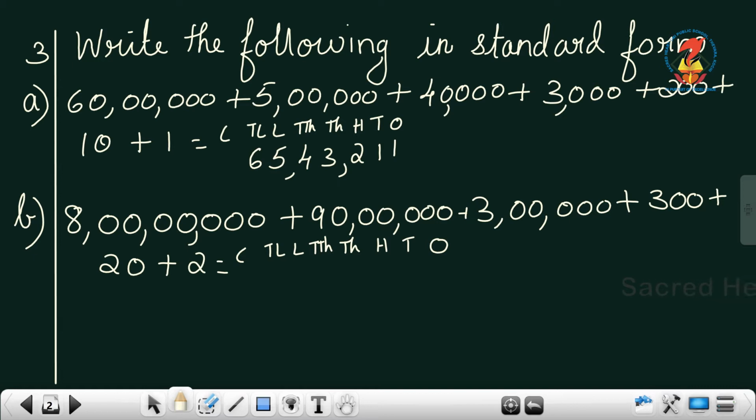Okay. Now starting from the last digit, you have 2. 2 comes in the ones place. Then you have 20. 20 means that 2 is coming in which place? It comes in tens place. So again 2. Then you have 300. 300 comes in which place? 3. It comes in the hundreds place. So you are finished with our ones period.